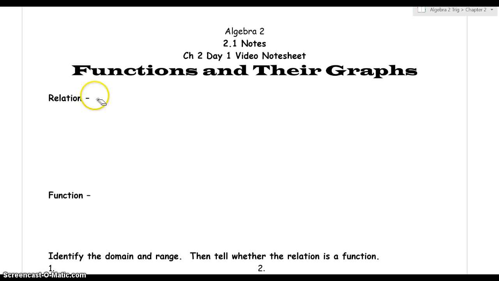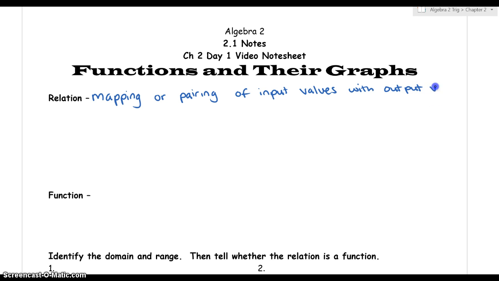First we start with the definition of a relation. A relation is a mapping and a pairing, I should say, of input values with output values. So it's a pairing or mapping of input values with output values. Now, a lot of students say, what does that mean? And I agree with you, it is kind of a weird definition. But let's talk about what that means.